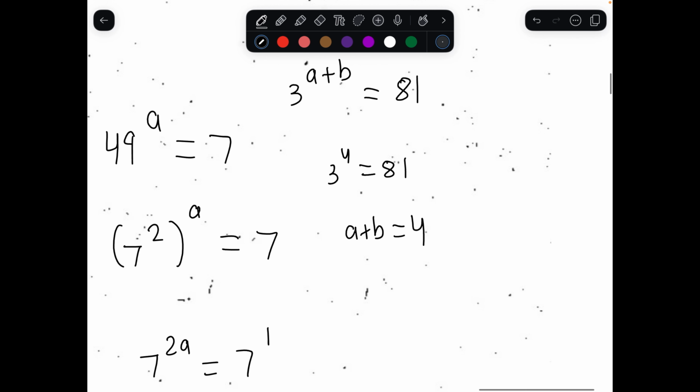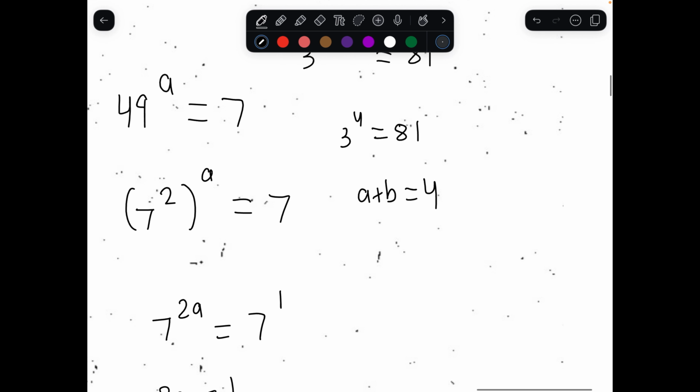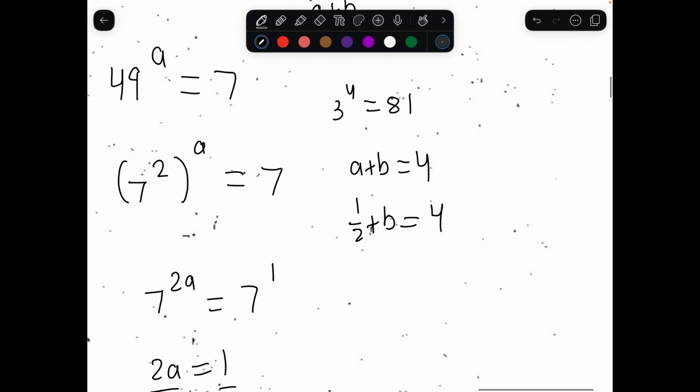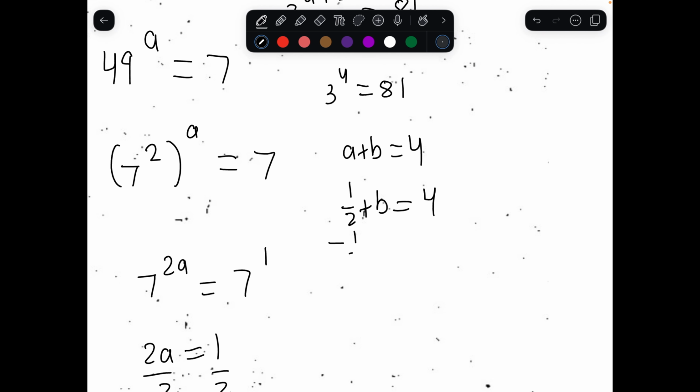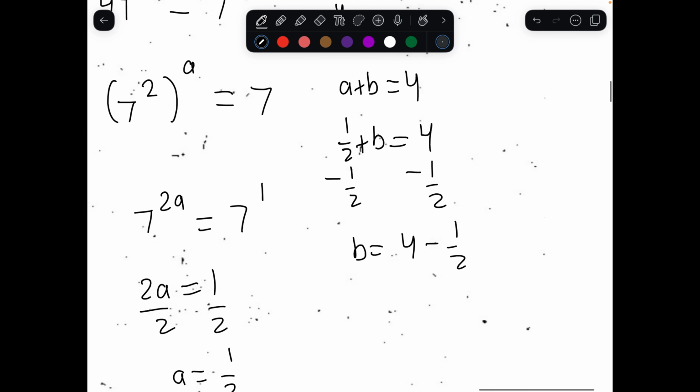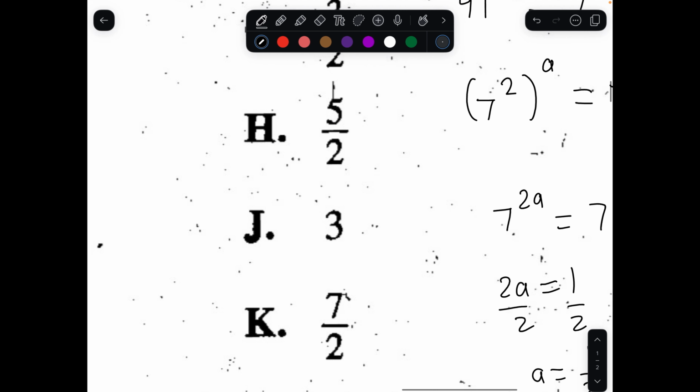And now we can plug in 1/2 for a. So you have 1/2 plus b equals 4. And if I solve for b, I get 4 minus 1/2. Remember, 4 can be rewritten as 8/2. 8/2 minus 1/2 equals 7/2. So b is 7/2, which matches answer choice K.